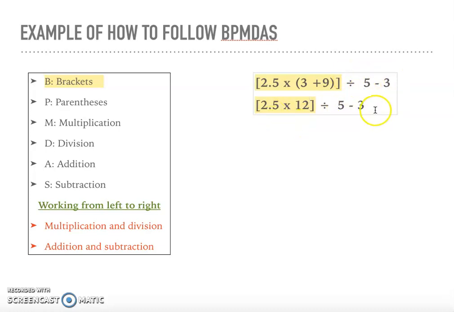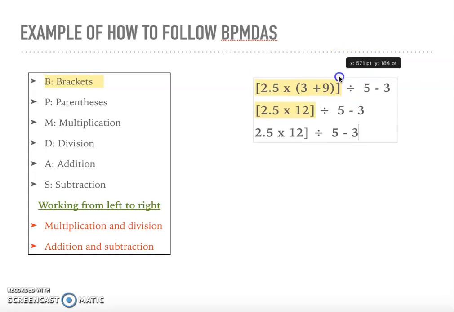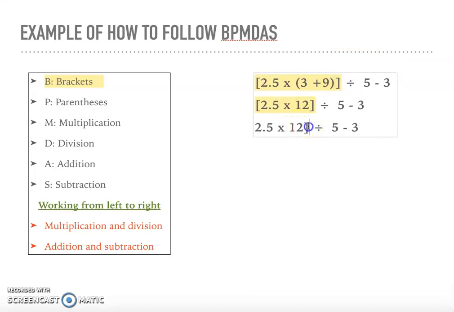So now, guys, I'm still not done with my brackets. I still have 2.5 times 12. If I multiply 2 and 5/10 times 12, that would give me 30. So the number that my bracket represented was 30. So now I am left with 30 divided by 5 minus 3.